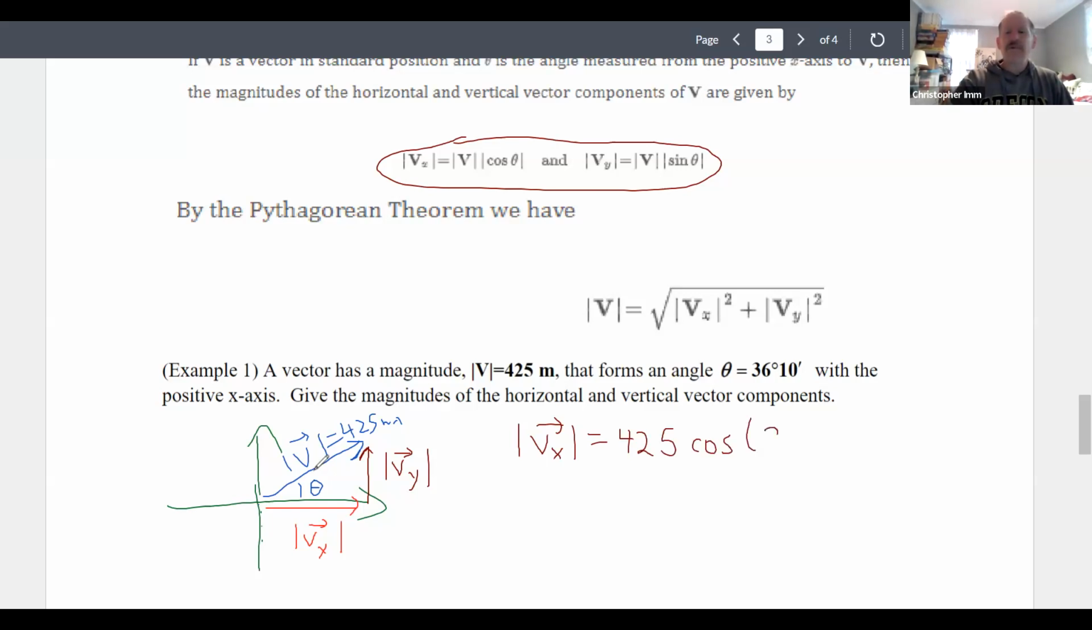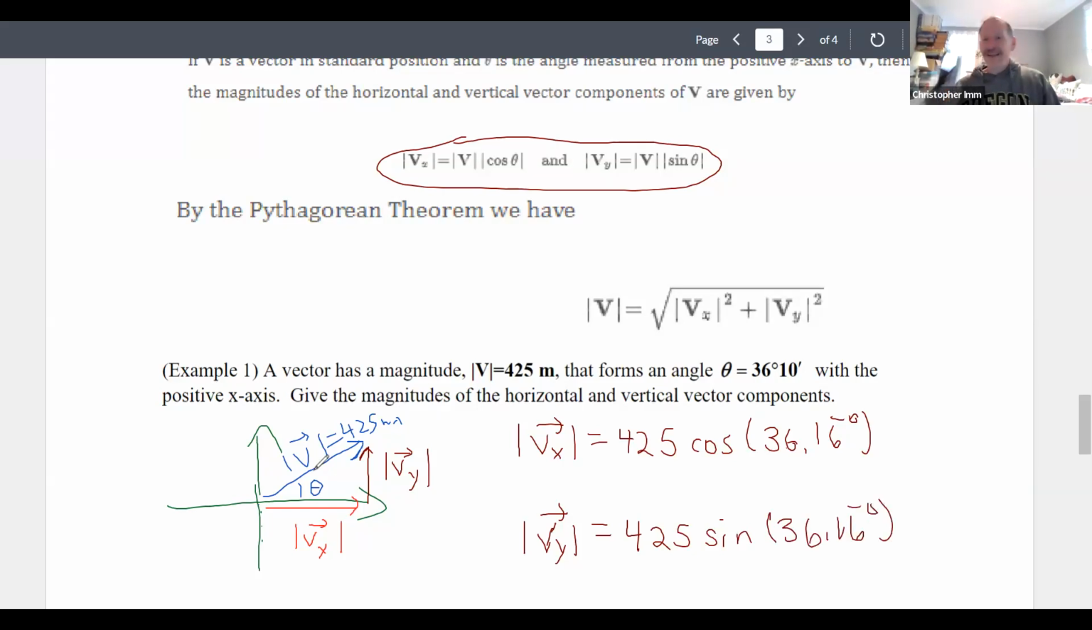Now remember, when we are looking at this angle in degrees and minutes, we might want to convert that over to decimal degrees. So 10 minutes, we would find that by taking 10 over 60, because there's 60 minutes in a degree, and we get 36.16 repeating degrees. V sub y is going to be the magnitude of that vector times the sine of that angle.